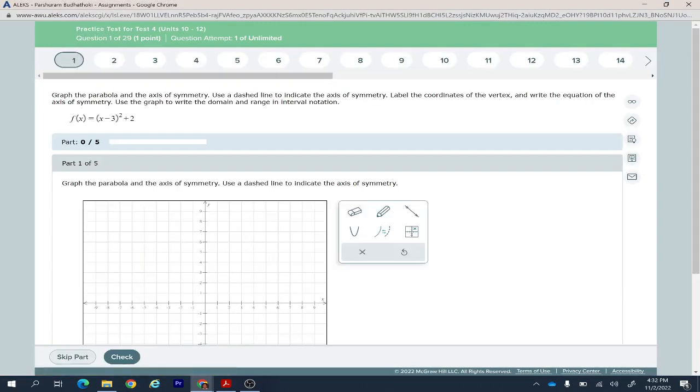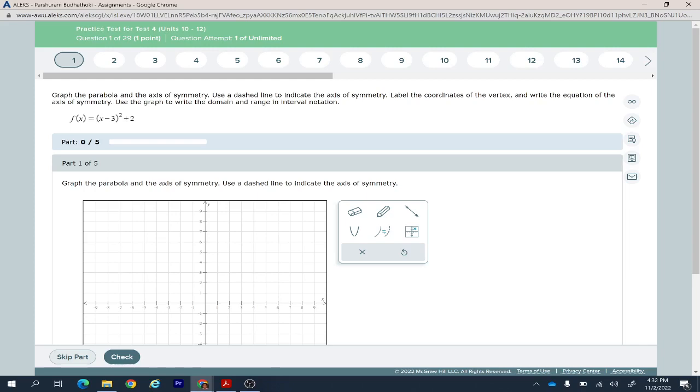Okay, so this is practice test for test 4. Number 1, graph the parabola and then axis of symmetry. This is the parabola we have given. So first of all, whenever you have this type of parabola, find out the vertex.